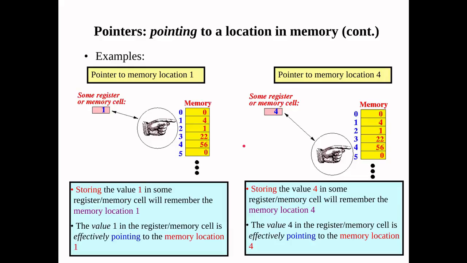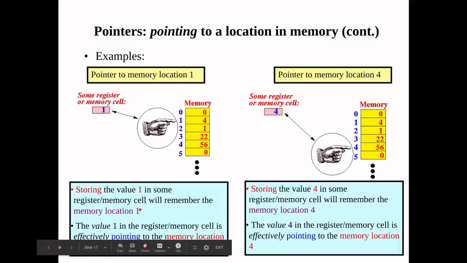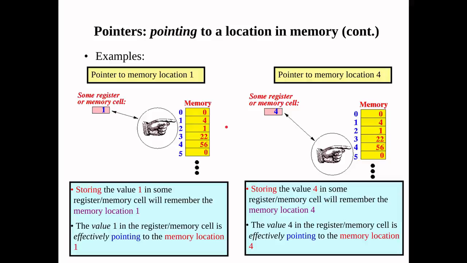Reiterating again, just so you understand what we're talking about when we're talking about pointing to memory. Pointer to the memory location 1 is pointing to this location. It doesn't matter what the data is that's within memory. It just cares about that particular location. So storing the value 1 in a register will remember the location 1, not the data that's in it. The value 1 in the register is pointing to the memory location 1. Same thing for memory location 4. It's pointing to this location and will use whatever data is there, but it doesn't care what that data is. The only thing it cares about is what the address is.